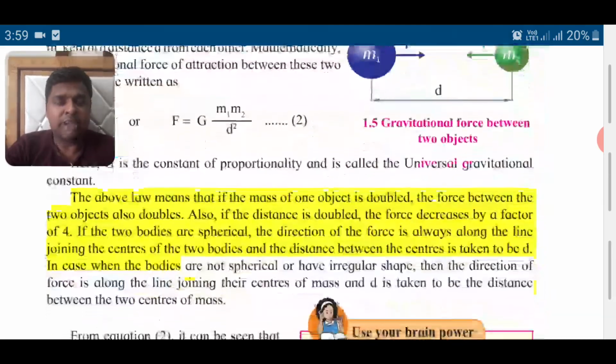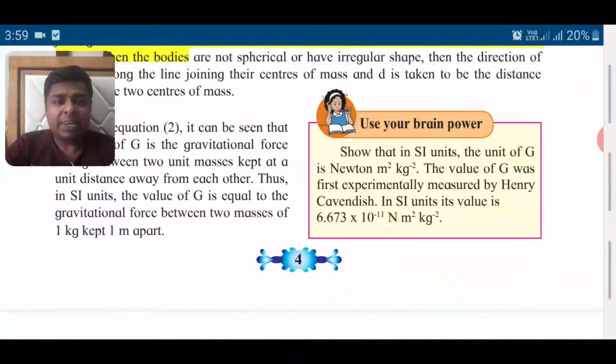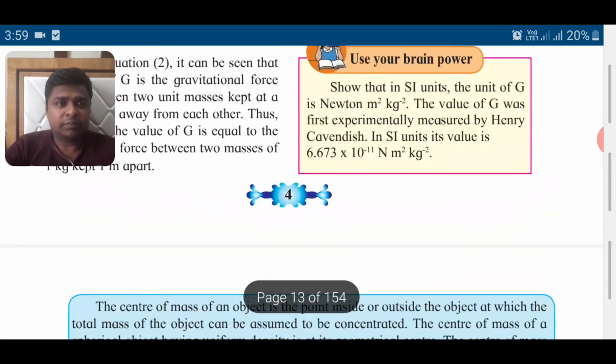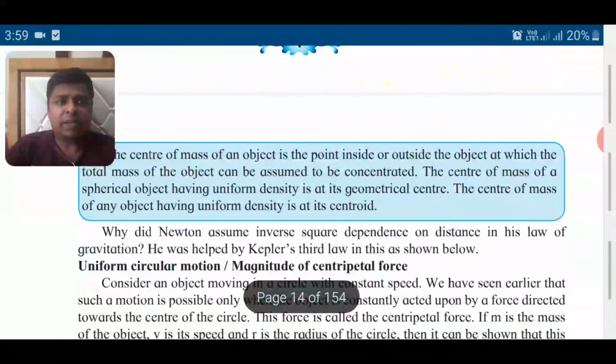You can see that. Now capital G is nothing but a constant, which is also called the universal gravitational constant. Value you have seen: 6.673 × 10⁻¹¹ N m²/kg². You have to learn this value. Cavendish obtained this value.